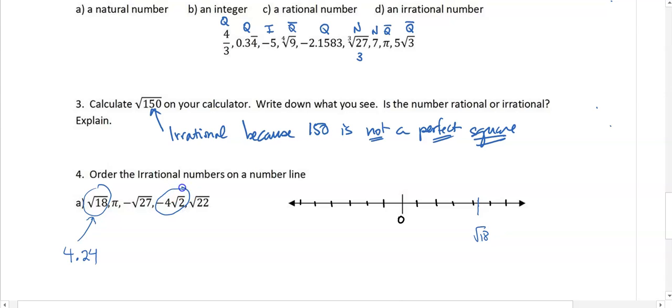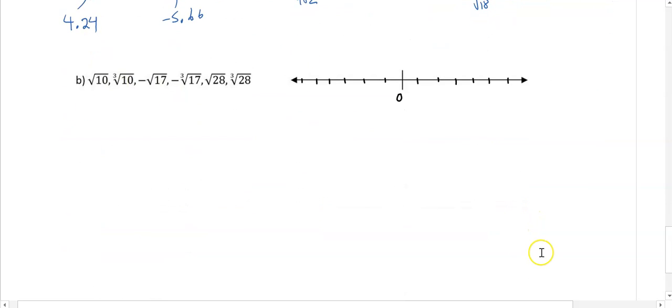If I give you negative 4 root 2, you know that means negative 4 times the square root of 2. Type that into your calculator and say, oh, that's approximately negative 5.66, or about negative 5.7. 1, 2, 3, 4, 5, a little over half. So there's negative 4 root 2. So you can place your irrational numbers on a number line where their approximation is. All right, so that is rational and irrational numbers.